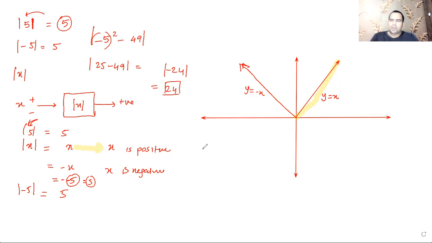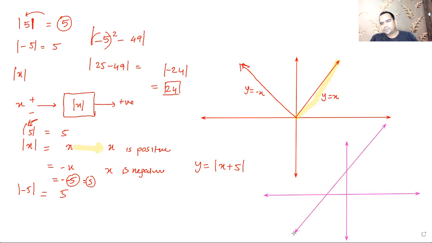Another way to explain it, if you're talking about the graph, is that any part above the x-axis remains as it is, but any part below the x-axis gets reflected in the x-axis. So for example, if I have to sketch the graph of the absolute value of x plus 5, I'm first going to draw the y equals x plus 5 line. It will have a positive slope, cutting the y-axis at 5 and the x-axis at negative 5. These coordinates are 0 comma 5 and negative 5 comma 0.